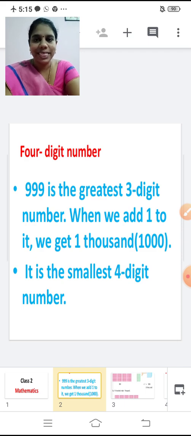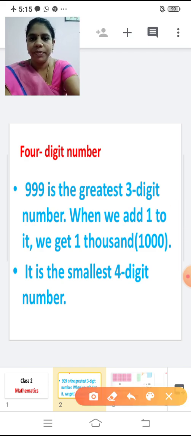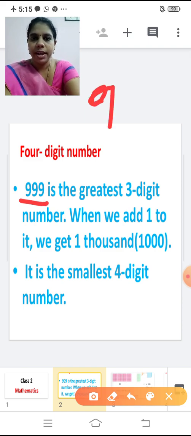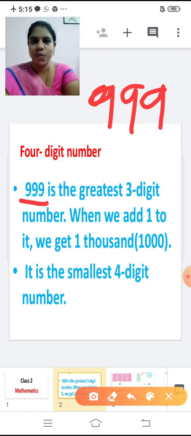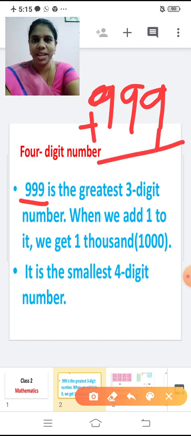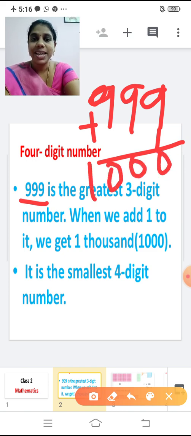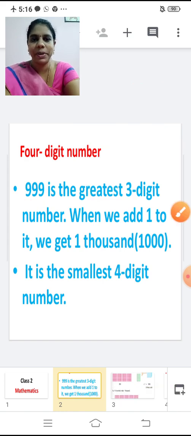We all know that 999 is the greatest 3-digit number. Which is the greatest 3-digit number? 999. When we add 1 to this number, what will happen? It becomes 1000, a 4-digit number, isn't it?